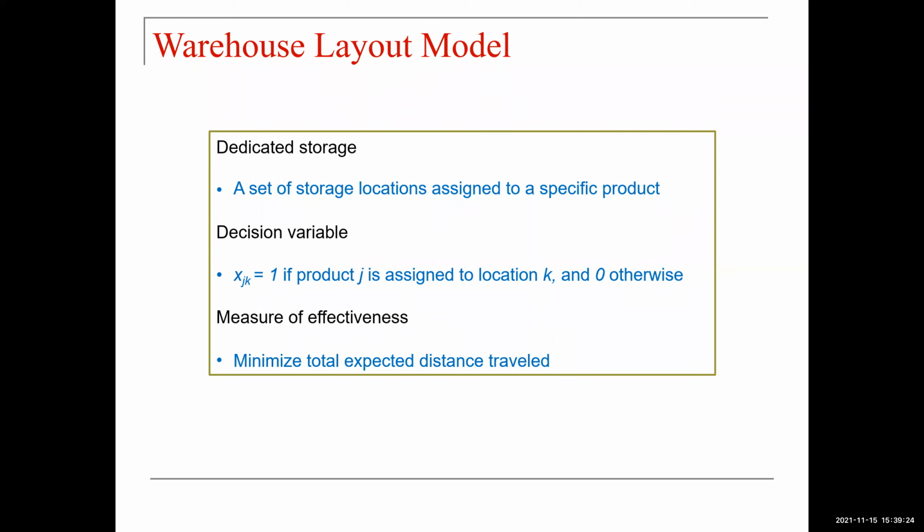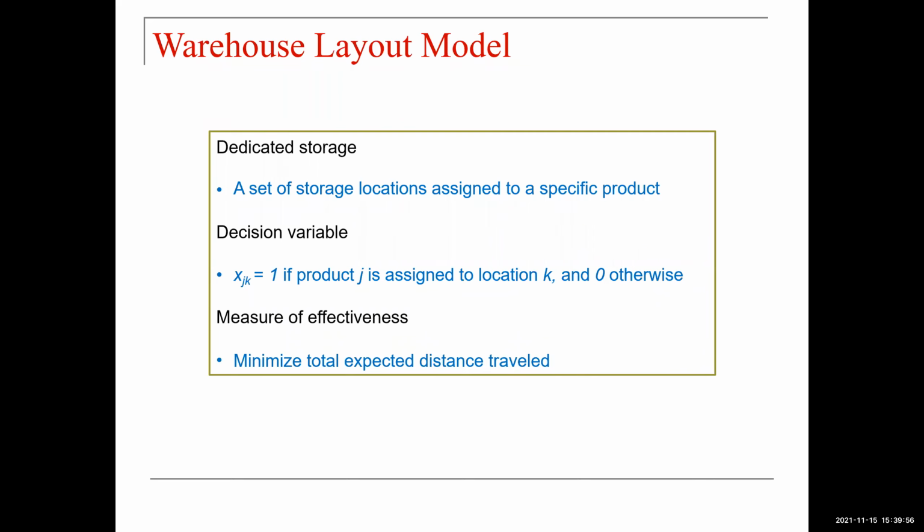If after solving the problem we get a 1 for a specific location and specific product, that means that that product is going to be assigned to that location. If we get 0, then that means that the product is assigned somewhere else. So for example, X11 means that product 1 is assigned to location 1. If that's equal to 1, then we know that product 1 is assigned to location 1. If it is equal to 0, that means that product 1 is assigned to another location.